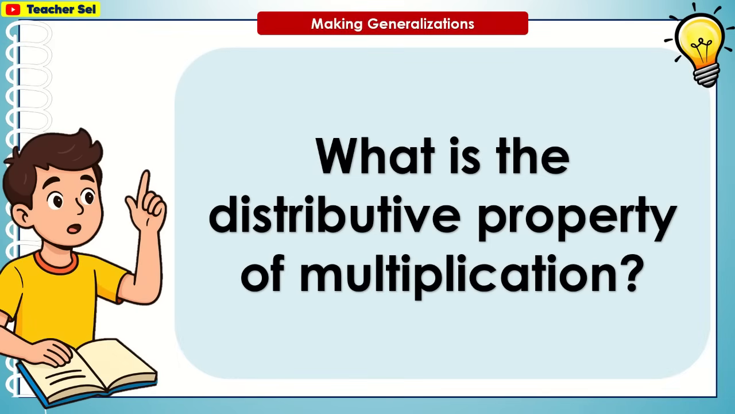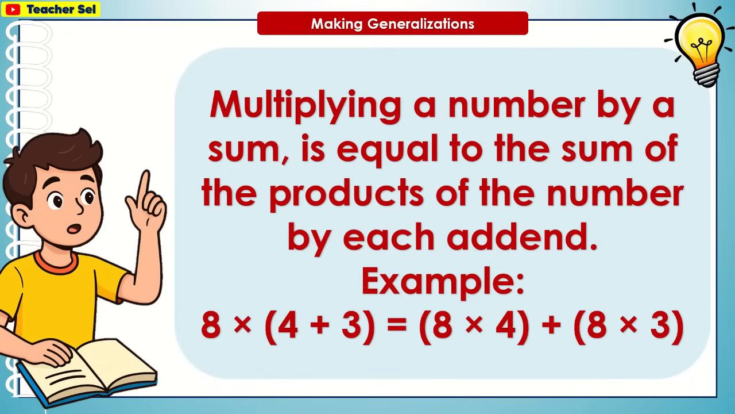What is the distributive property of multiplication? Multiplying a number by a sum is equal to the sum of the products of the number by each addend. Example, 8 times (4 plus 3) equals (8 times 4) plus (8 times 3).